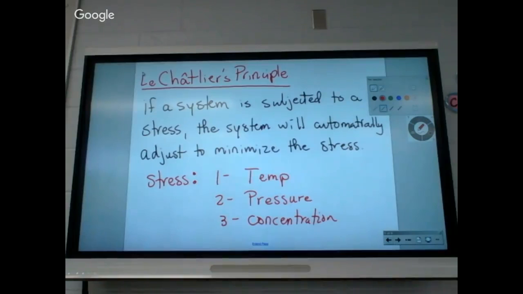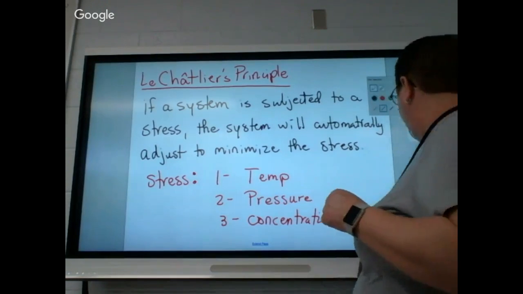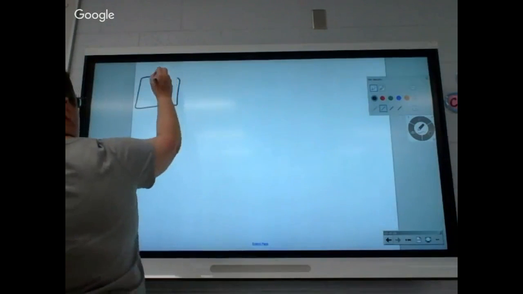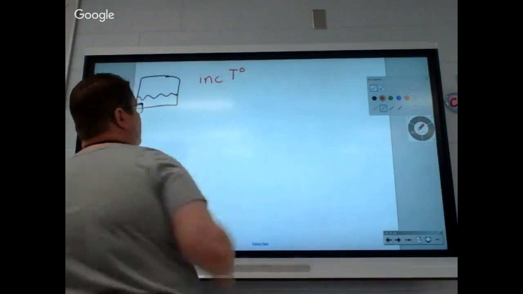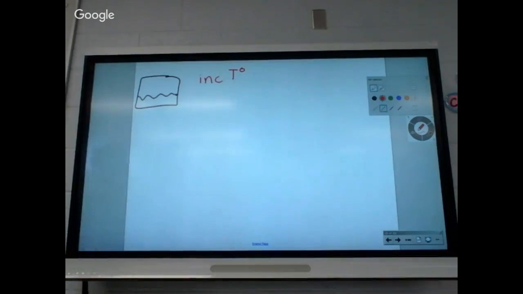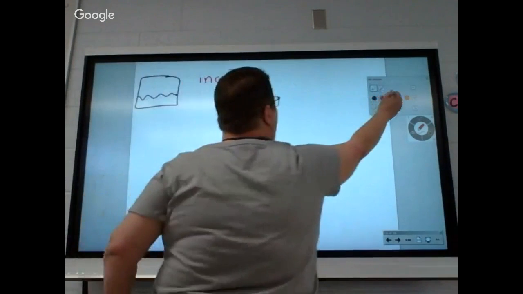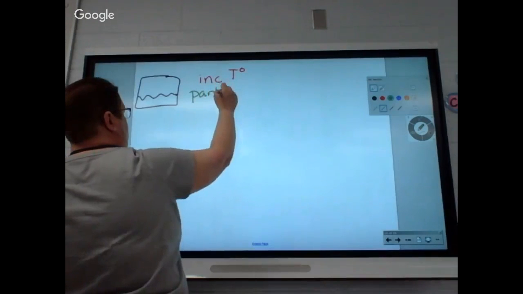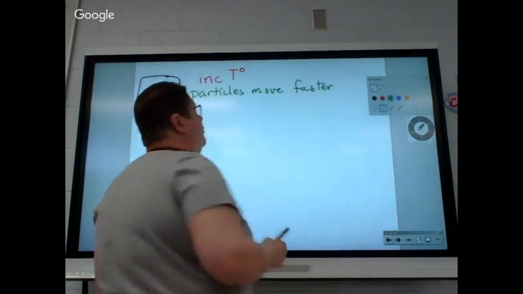All right, so we're going to take that same system that we just talked about, and we're going to add a stress and see what happens. And we're only going to do this with temperature. Okay? Everybody there? If we take the first box, if I increase the temperature on the box, what's going to happen in that first box? Okay, the particles move faster. So what's going to happen when the particles start going faster?